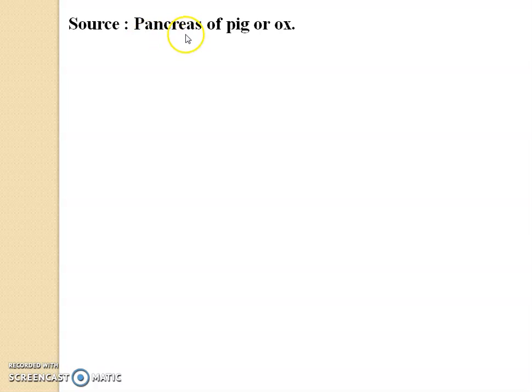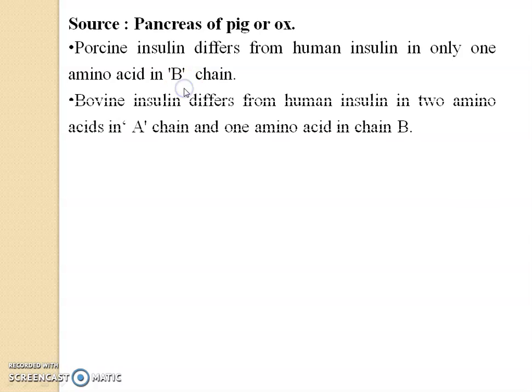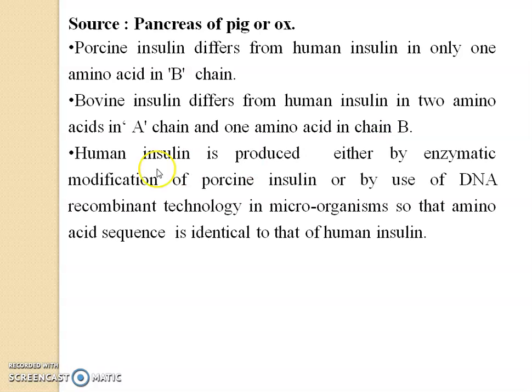Source: pancreas of pig and ox. Porcine insulin differs from human insulin in only one amino acid in the B chain, while bovine insulin differs from human insulin in two amino acids in the A chain and one amino acid in the B chain. Human insulin is produced either by enzymatic modification of porcine insulin or by use of DNA recombinant technology in microorganisms, so that the amino acid sequence is identical to that of human insulin.